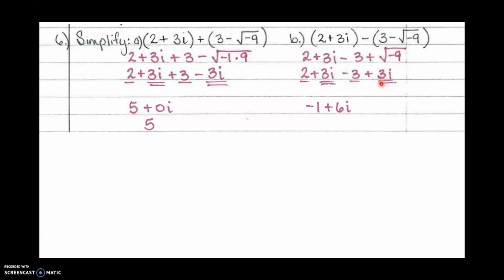So now let's combine our like terms. So 2 minus 3 is going to give us negative 1. And 3i plus 3i would be 6i, just like 3x plus 3x would be 6x. We want to be sure that we write our answer in a plus bi form.